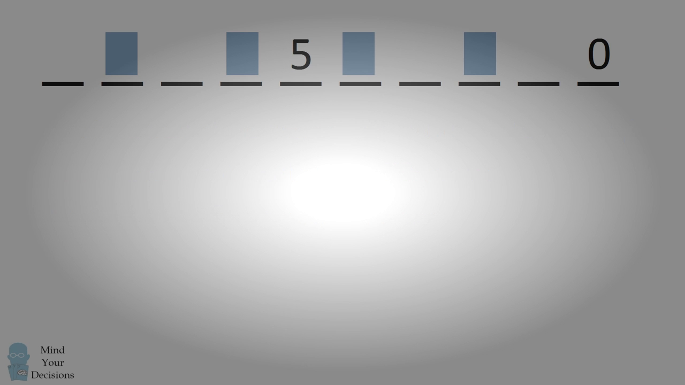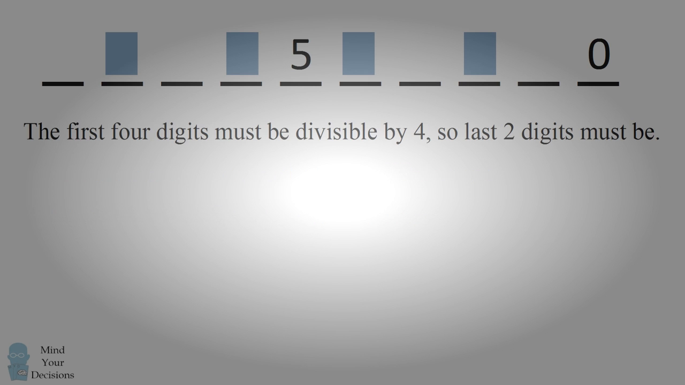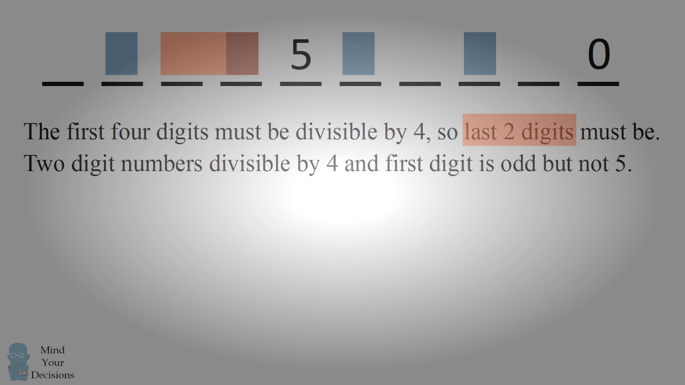Now let's consider the first 4 numbers. We need this to be divisible by 4. The divisibility rule is that the last 2 digits of the number have to be divisible by 4. We also know that the first digit has to be odd, but it is not the digit 5, which is already used. So which 2-digit numbers satisfy this property?